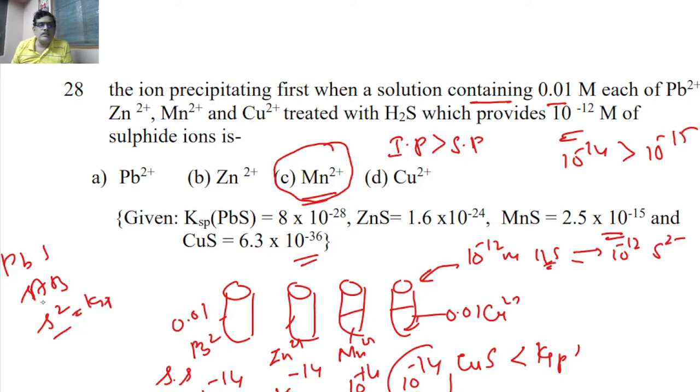For all, you have to apply the formula of Ksp equals S square, that is for AB type of salt. So for which solution the ionic product becomes more than the solubility product, that will be precipitating.